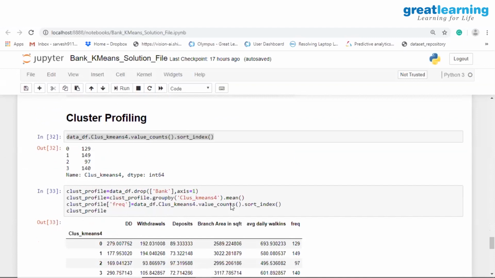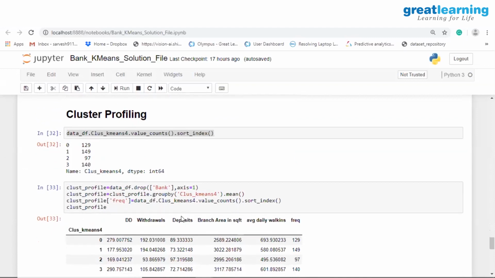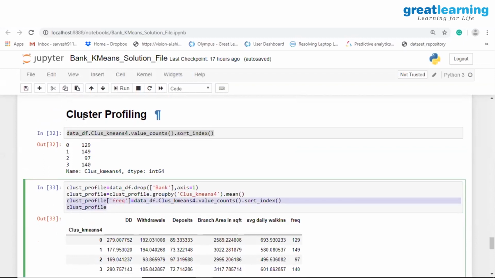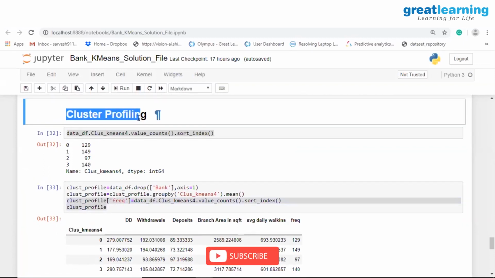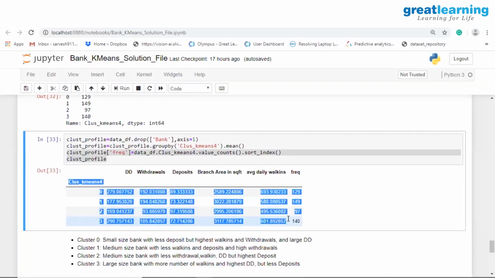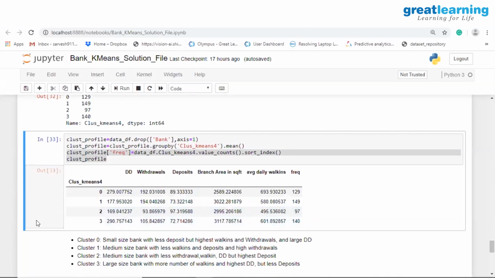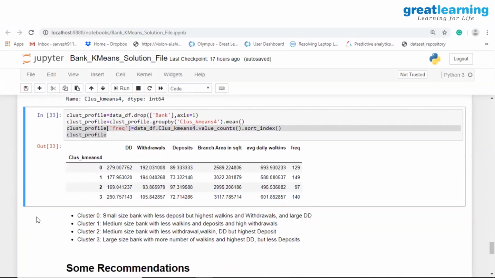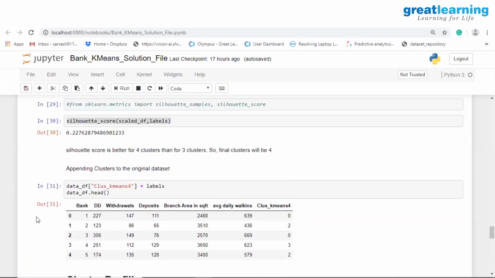So we have created labels based on the values, and we have done customer profiling. We call this the cluster profiling, or the cluster profile. Profile the customer clusters, right? And based on the cluster profiles, we give the recommendations, right?